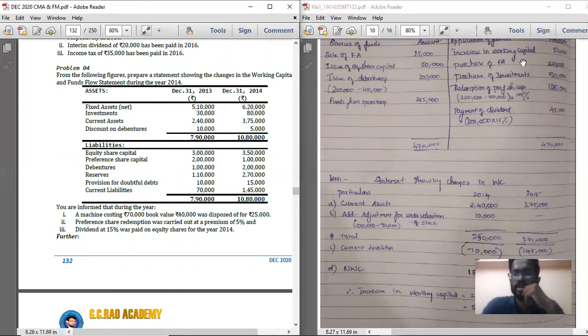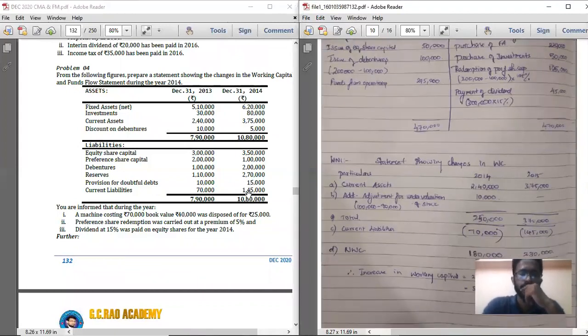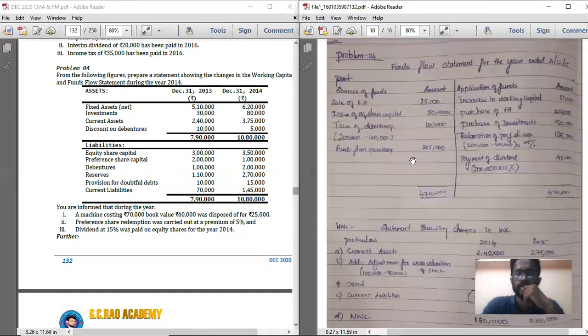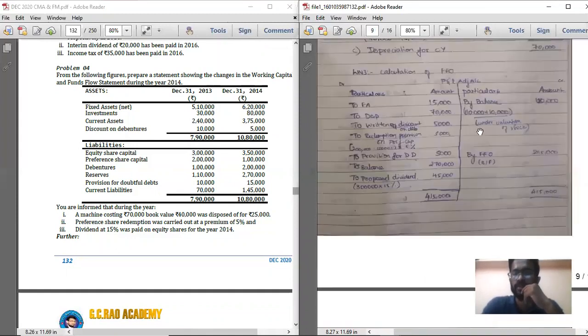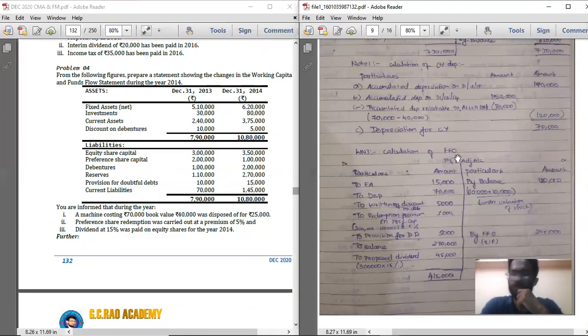So we have calculated all the numbers. Only one number is left here, that is funds from operation. So just calculate what funds from operation is. Coming to the funds from operation calculation, below that, working out funds from operation, under that P&L adjustment account. Put the format, debit side, credit side. Opening balance, and on the credit side closing balance, that is 1 lakh. What is the opening balance? Reserves 1,10,000. Reserves are considered as P&L account adjustment here. So 1,10,000 to the opening balance, 2,70,000 to the closing balance.